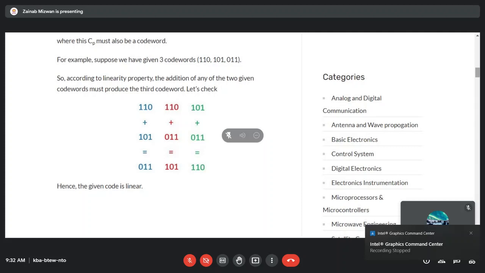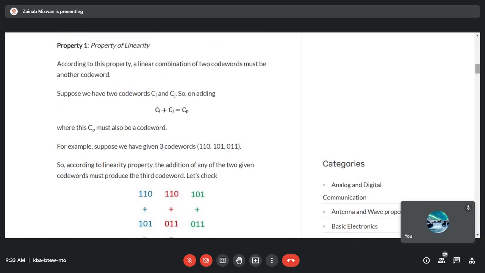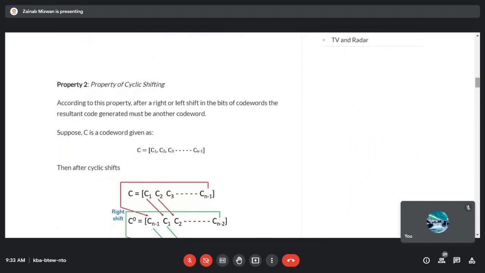Going to add this to it will generate the 101. We already have the 101 as another code word, and when you're going to add 101 plus 011, it will give you the 110. So adding any two code words is going to generate the third code word. So basically the first property which is being followed by the cyclic codes is the property of linearity. Then the second property is the property of cyclic shifting.